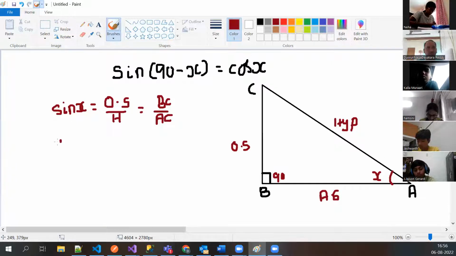Okay. What about cos x? Cos x equals, what is the definition of cos theta? Adjacent side by hypotenuse.